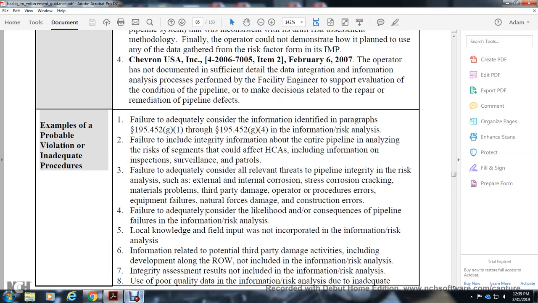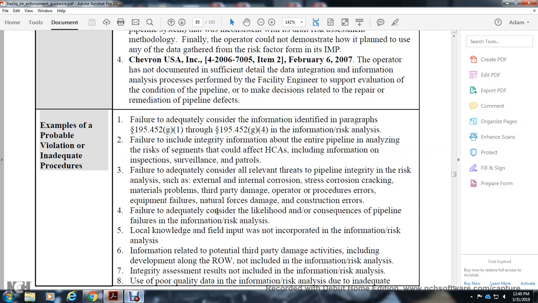For example, the probable violations under 195.452(g) are: 1. Failure to consider the information in paragraphs 195.452(g)(1) through (g)(4) for the information risk analysis. 2. Failure to include the integrity information of the entire pipeline in the risk system that could affect the high consequence area, including information from surveillance, inspection, and patrols. 3. Failure to adequately consider the relevant threats to pipeline integrity in the risk analysis, such as external and internal corrosion, stress corrosion cracking, material problems, third-party damage, operator error, equipment failure, and intentional damage for the construction areas.